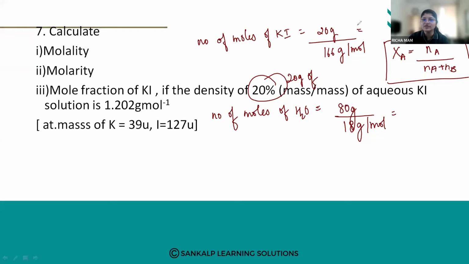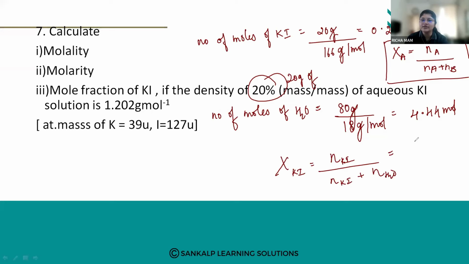So find out the value. The number of moles of this is 0.204 mole. And for this, just see, grams get cancelled. This will be 4.44 mole. Are you getting the same? Yes, 4.44. Good. Now, the mole fraction of KI can be calculated as the number of moles of KI upon the number of moles of KI plus the number of moles of water. So KI is 0.204 upon 0.204 plus 4.44.